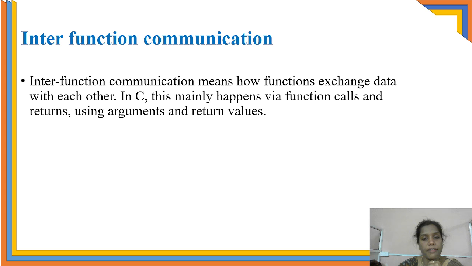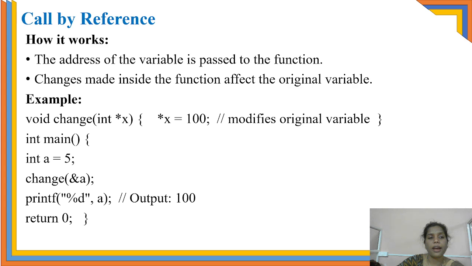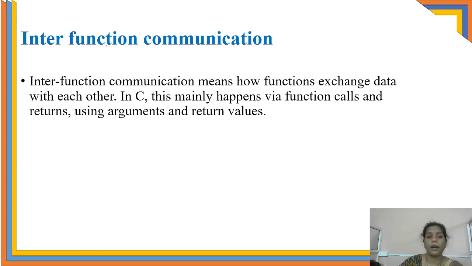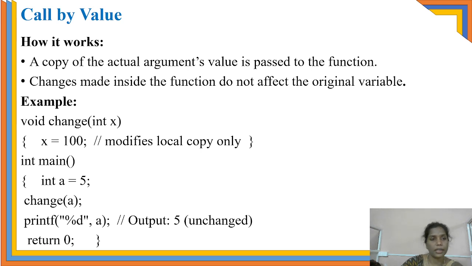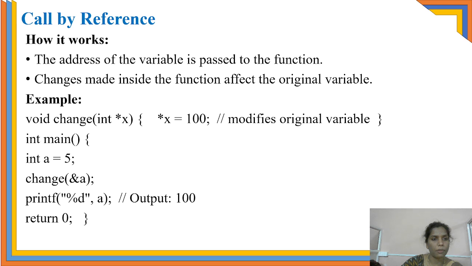Next, interfunction communication. Interfunction communication is nothing but just what we have discussed: call by value, call by reference. The actual function, like add or the user defined function, and the main function, how these functions will communicate with each other is called interfunction communication. There are two ways they can communicate, call by value and call by reference.